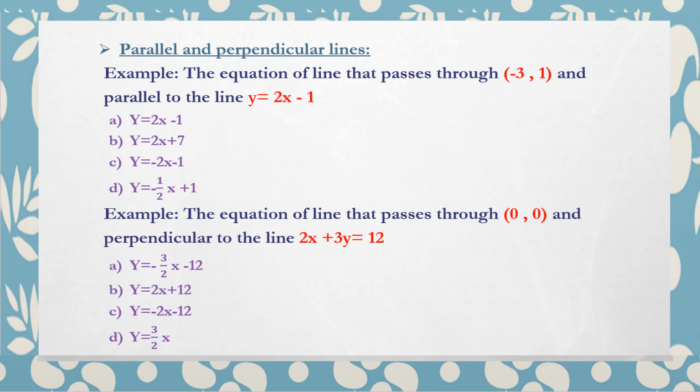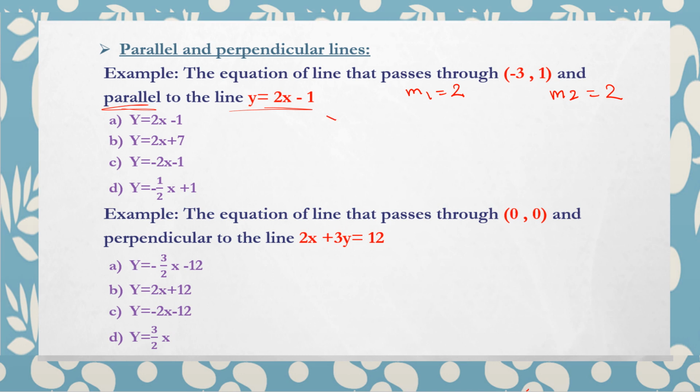The equation of a line that passes through (-3, 1) and is parallel to the line y equals 2x minus 1. Here the equation of the first line is y equals 2x minus 1, so m1 equals 2. And he's asking you about the equation of the line that is parallel to this line, and when the other line is parallel to the first one, it would have the same slope. So m2 equals 2.